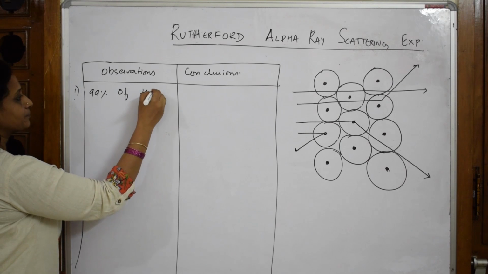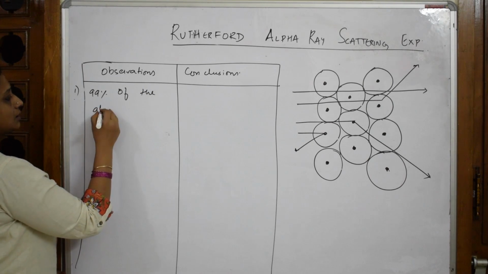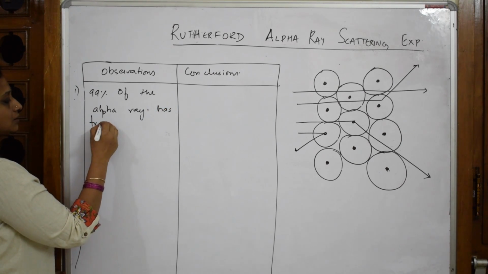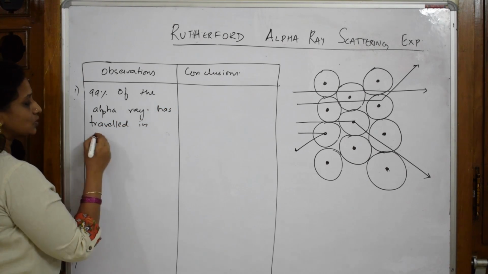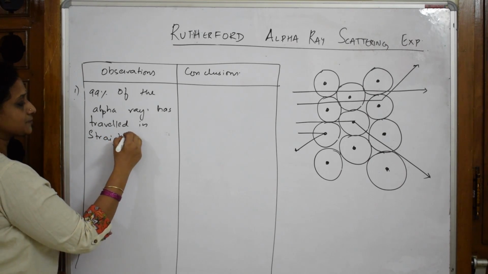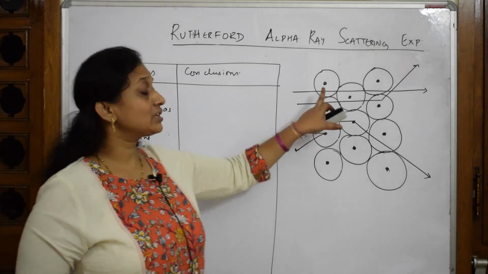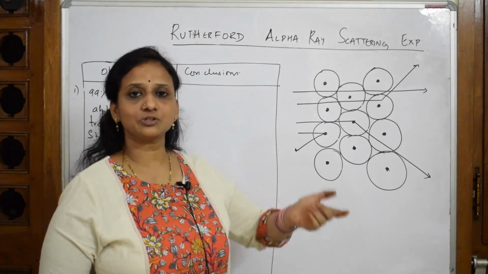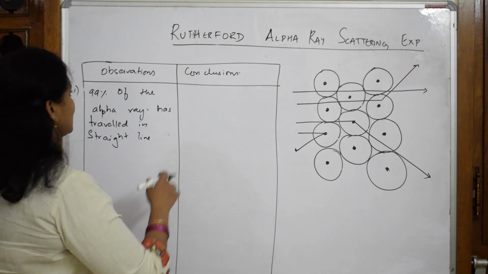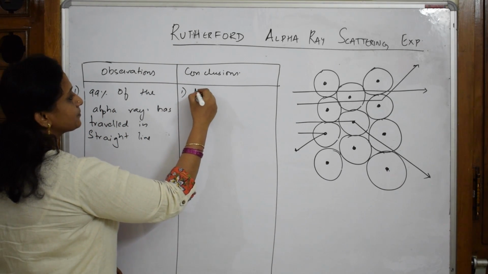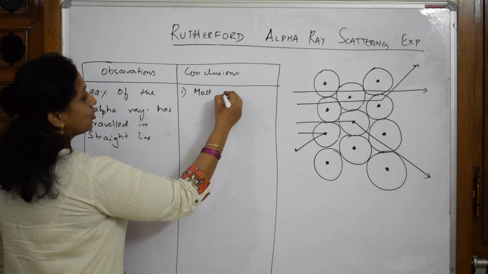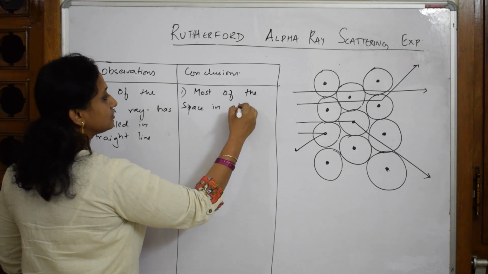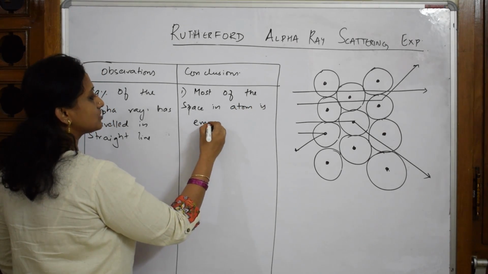99% of the alpha rays have traveled in straight line. So what can I conclude? Based on an atom, I can conclude that there is a lot of empty space present in the atom. Because of the empty space only, the alpha ray is able to travel in straight line, isn't it? Yes. So let us come to the conclusion. Conclusion is most of the space in atom is empty. This is what is the conclusion.